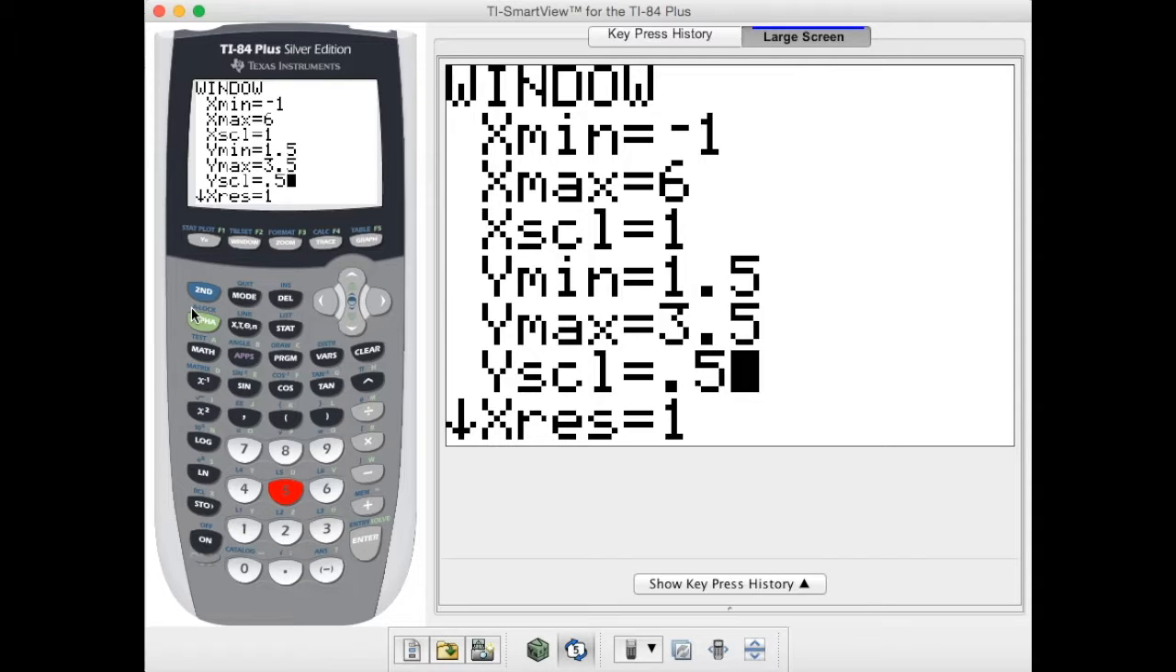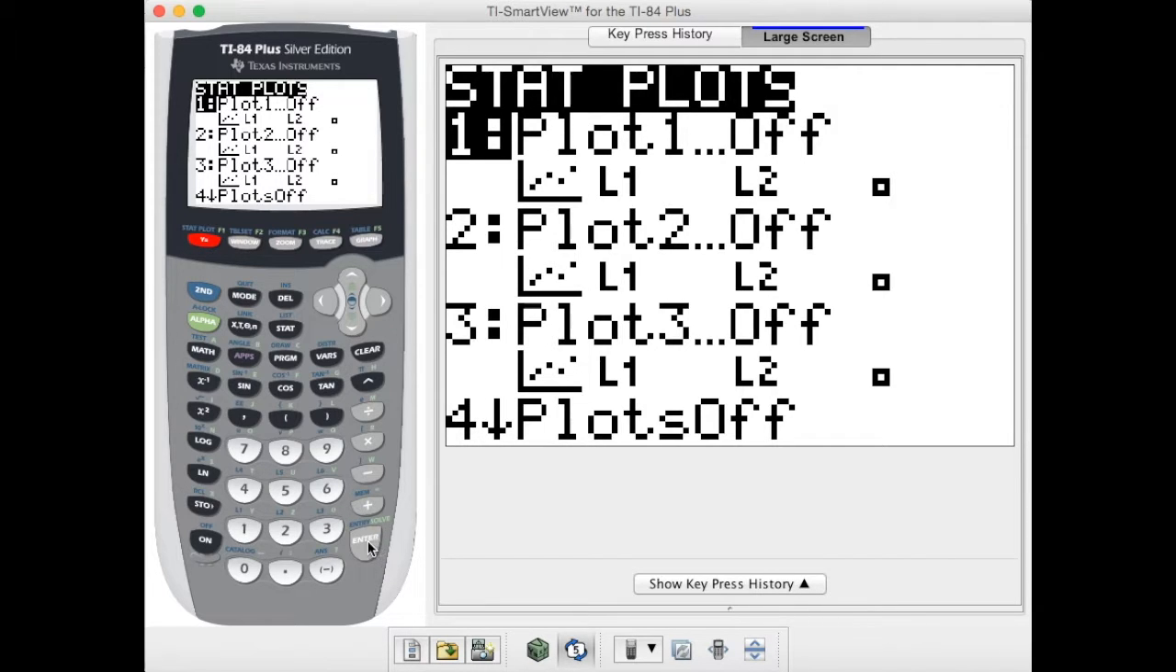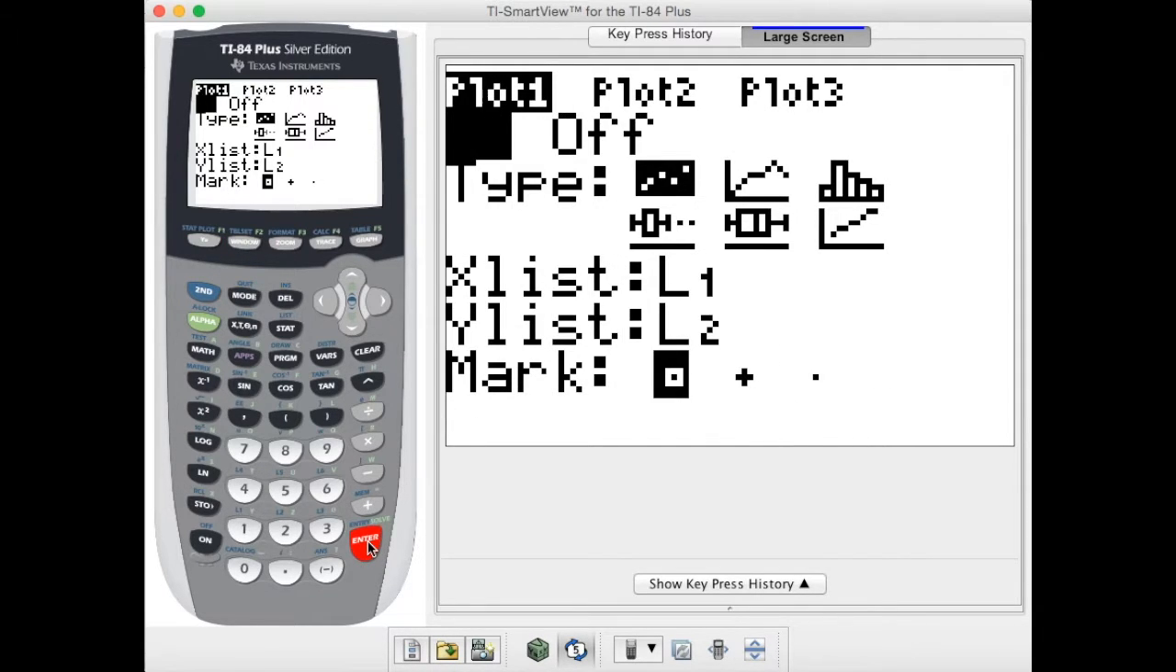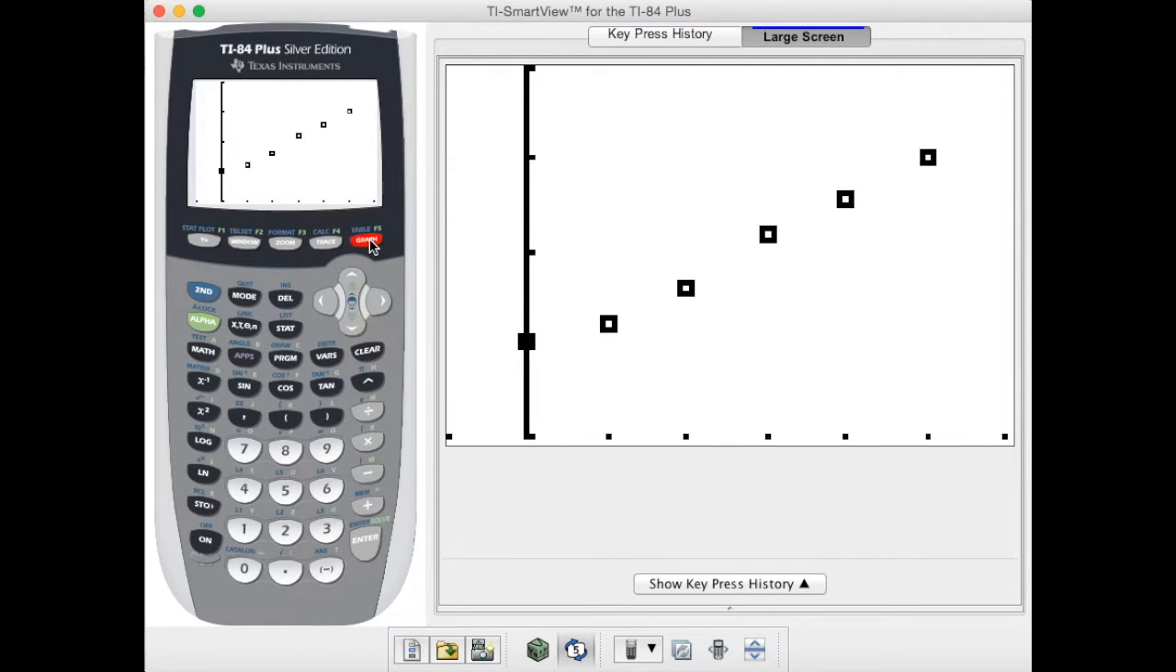Now I need to make the scatter plot. So second y equals. I'm going to hit Enter to turn that plot on. And we've already got our scatter plot selected. My x list is list 1 and my y list is list 2, and that's exactly what I want. So from here I can just hit the graph key. By looking at these data points, I can see that they're fairly linear. You can look at these and think it would be pretty well modeled by a straight line. So we're going to second mode to quit.